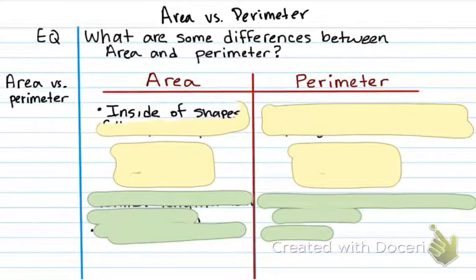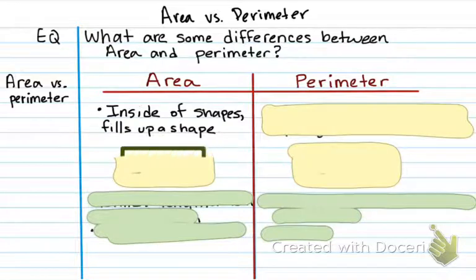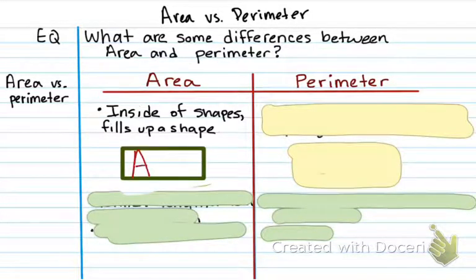So for area, it's going to be the inside of the shape, and it fills up the shape, right? So let's say we have this little box here. The area of this is going to be everything that's inside that box. That's the area, okay? Everything that fills in that little box or that little rectangle.